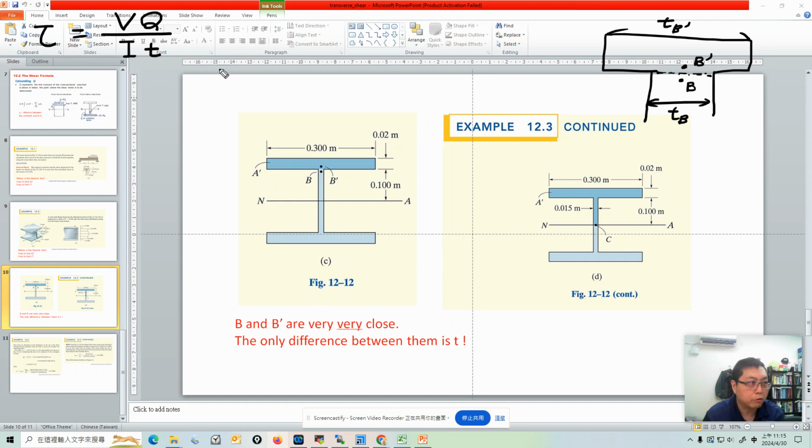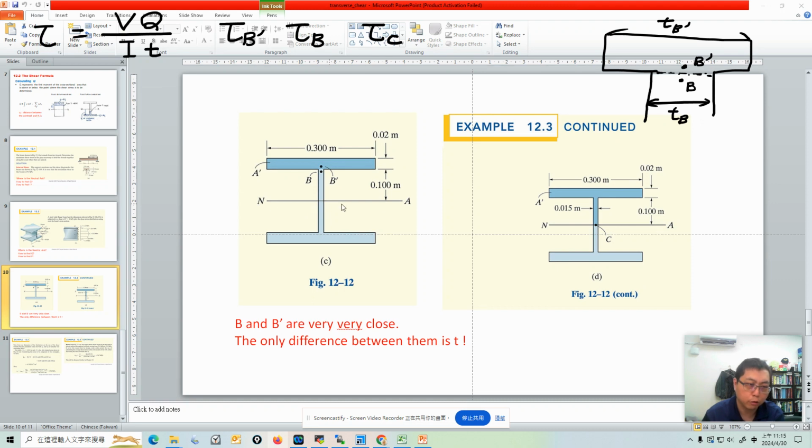We want to calculate the shear stress at B prime, the shear stress at B, and the shear stress at C. For such beam problems, the first very important point is that you need to determine your neutral axis. For this symmetric cross-section area, the problem already tells you that here is your neutral axis, called NA. The neutral axis is right at the middle of this shape. So this problem already gives you the neutral axis.